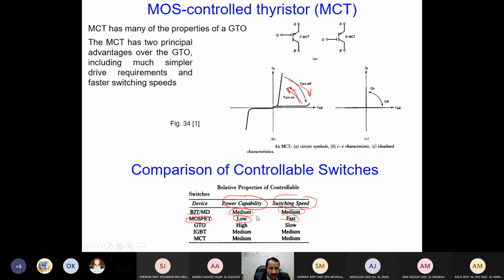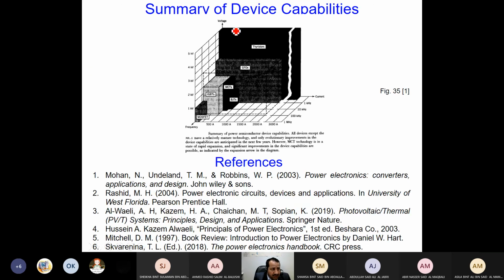And because of the different ratings, if I put them here, the voltage against the current, against the frequency, if I'm looking for high speed frequency, then MOSFET is the best. If I'm looking for high current and voltage, thyristor is the best. So you need to look, what is your application? What are you looking for? Look to the application, you specify which switch to select or to use.